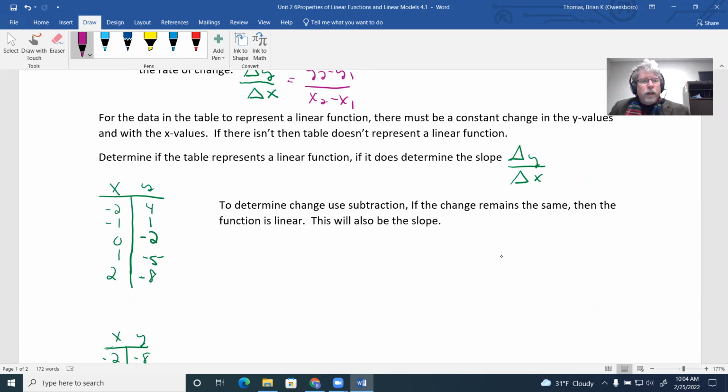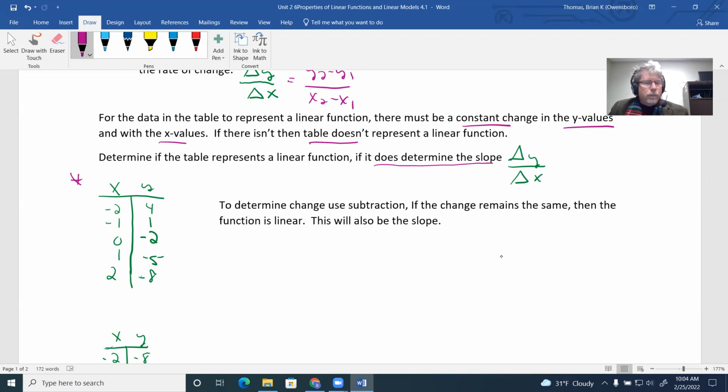So we're going to be given this table down here, and we're going to try to determine if this table actually represents a function. To do that, what we're looking for is this constant change in the y values and also with the x values. If there isn't, then the table does not represent a linear function. So let's look at this table and determine if it is a linear function. And if it is, we want to determine the slope using the change in y over the change in x ratio.